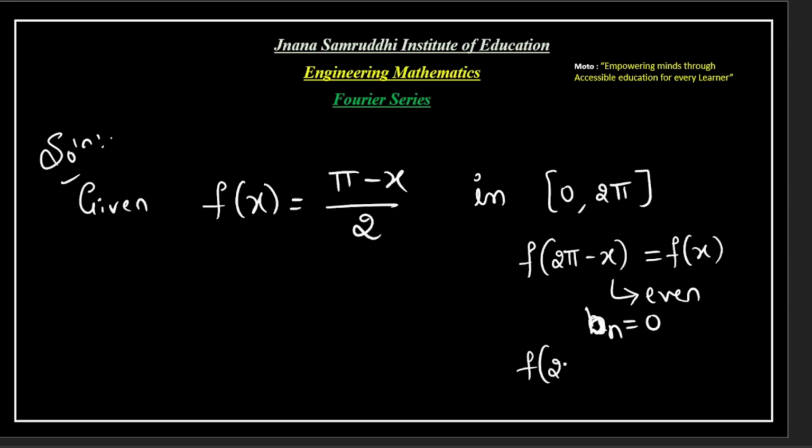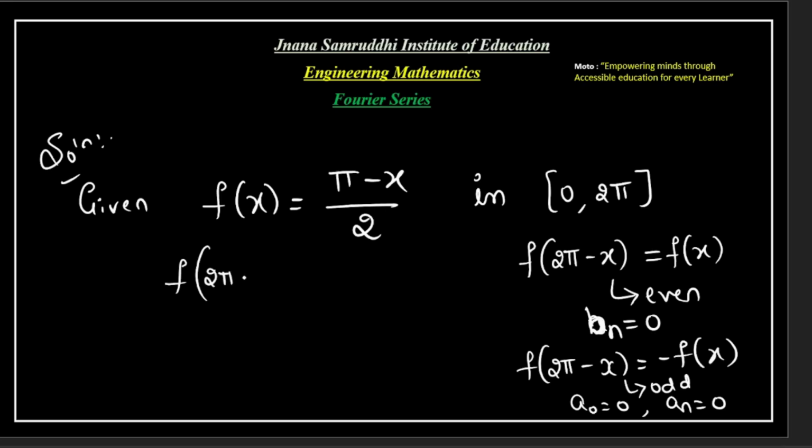If we substitute 2 pi minus x in the place of x and we get minus f of x, then the function will be odd. If the function is an odd function, a0 and an, both will become 0. So now first let's check. In the place of x we will replace 2 pi minus x. Pi minus, in the place of x, 2 pi minus x.